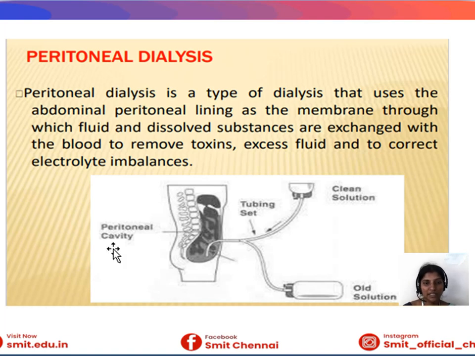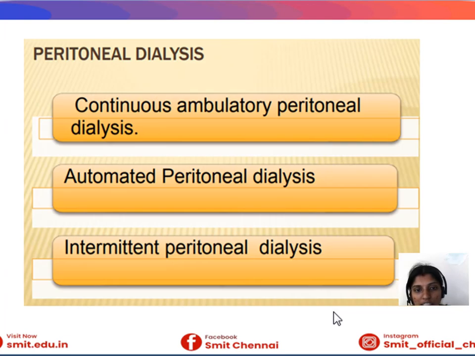This is the peritoneal dialysis setup. Here, this is the peritoneum of the human body. Here, this is known as the peritoneal cavity. This is the tubing set. Clean solution will be sent to this peritoneal cavity through this tube, and waste products will be removed through this tube. This is the hold solution.